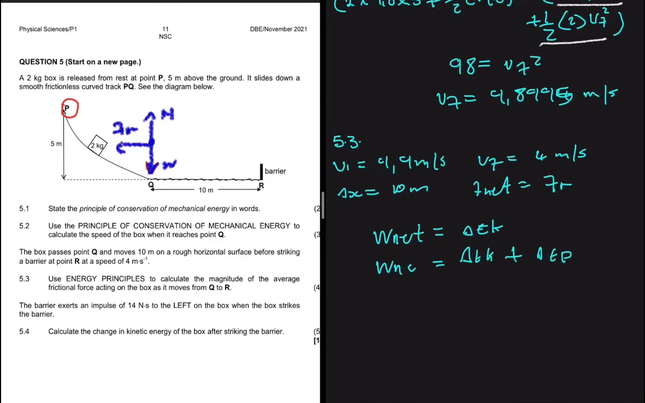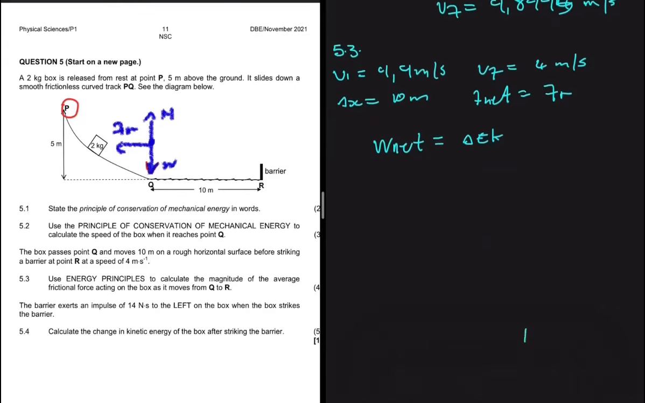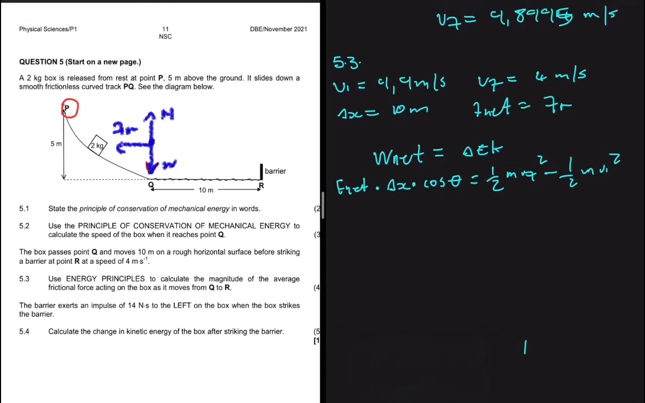I'm gonna use the first one. You guys can use the second one, and see if we're gonna get to the same answer. I know we are, but convince yourself. So work net, we know that it is equals to F net multiplied by delta X multiplied by cos of theta, and this is equals to a half mvf squared minus a half mvi squared, right? So if we go ahead and substitute, we've already established that F net is just frictional force, right? That is the only force that is doing work on our object.